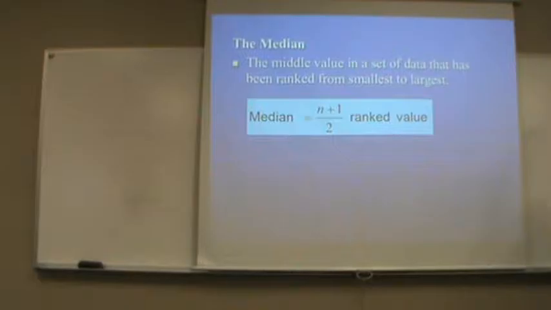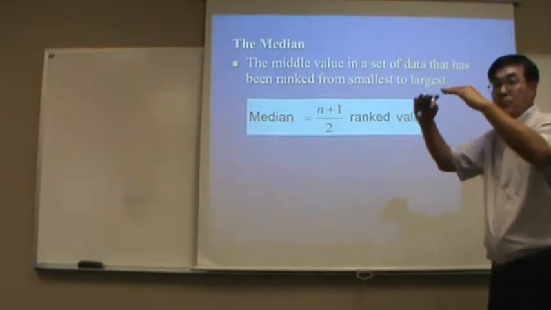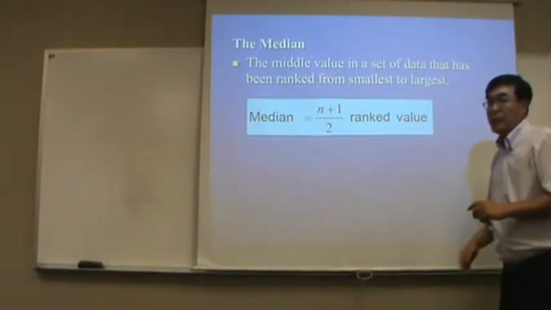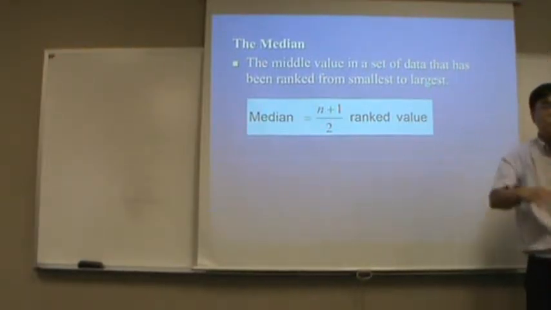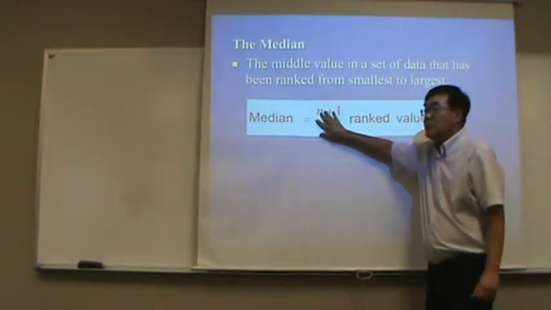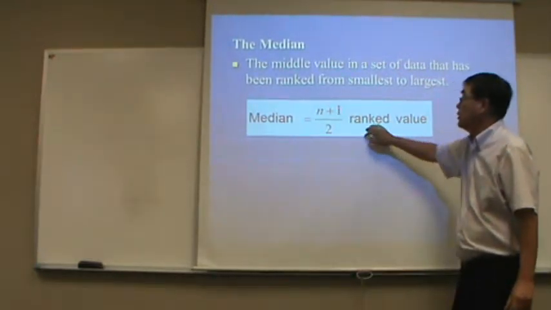Next one is the median. The mean, the average, is the middle point, the arithmetic balance point. But the median is the physical midpoint, the physical balance point: the middle value in a set of data that has been ranked from smallest to largest. The median's location equals n plus 1, where n is the sample size, divided by 2, in ranked value.